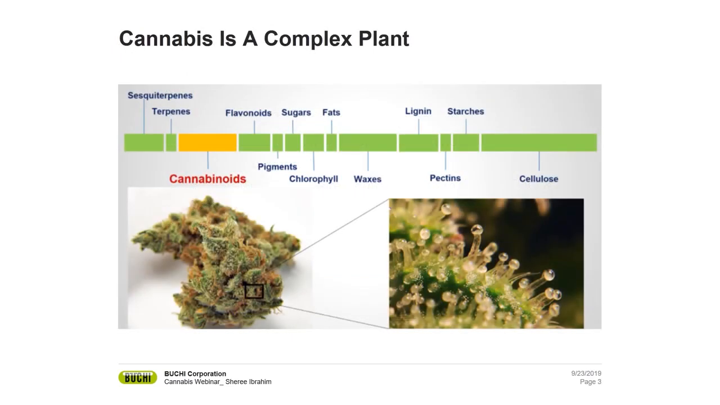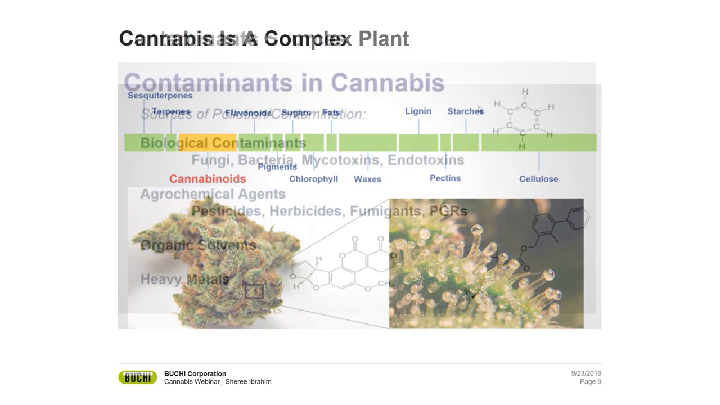Let's take a look at the cannabis plant. It is a complex plant with over 400 chemical entities, of which more than 60 of them are cannabinoid compounds. We have waxes, fats, sugar, pigments, chlorophyll, lots of stuff in there with opposing effects.